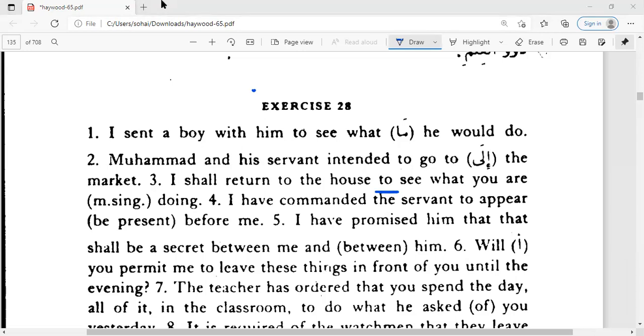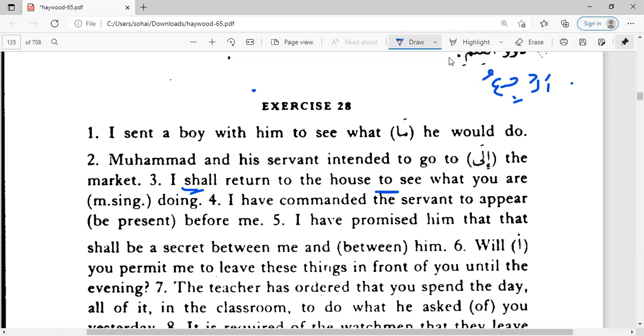Yes, sir. I shall return. So we need to make the verb future. Because I shall, yeah. So return is raja. Yarju, no, arju. Arju, yes. Arju. Ilal baiti.